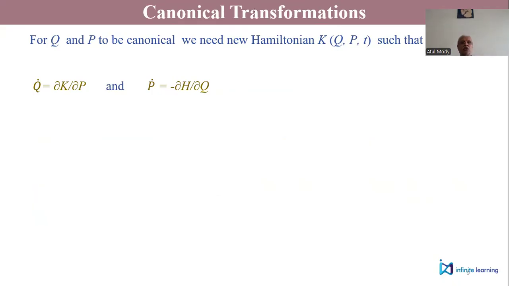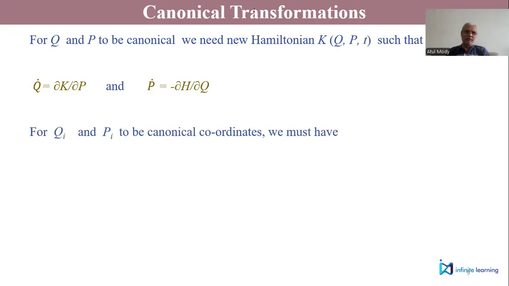Then, of course, for Q and P both to be canonical with the new Hamiltonian, they must obey Hamilton's equations of motion. So Q dot has to be dou K by dou P, of course with the new momenta, and Q dot is the time derivative of the new coordinate. And similarly, P dot will be minus dou K by dou Q. Now, this is a must. It's a requirement for your system to be canonical.